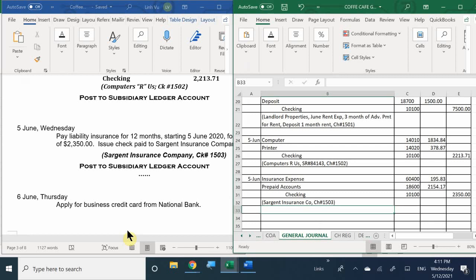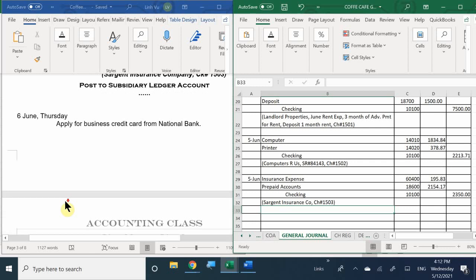We don't know how much we got approved for. Okay. We don't know what the terms are. We don't know what the interest percentage is. Right? We just simply applied. So therefore, no transaction is necessary. However, it's definitely something you need to keep in mind.